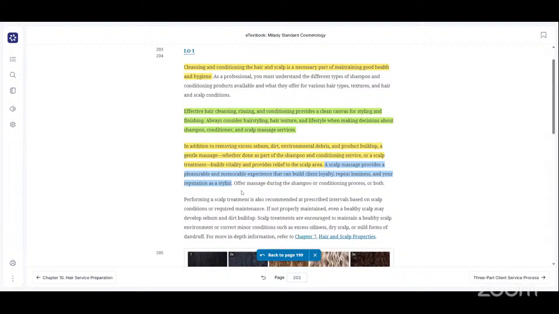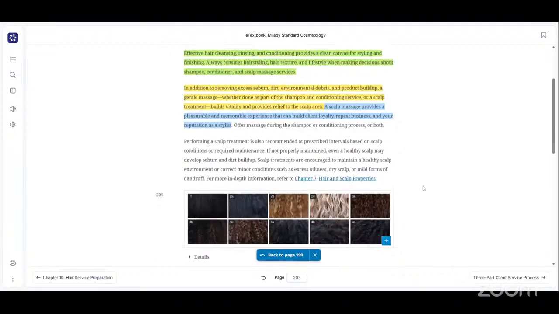You want to offer massage during the shampoo or conditioning process or both, which means you can have your apparatus, maybe chair massagers. It helps secure your tip, but at the end of the day, it also helps relax your client. They may have a busy or hectic work schedule or just want to get away from the kids. It makes them relax.